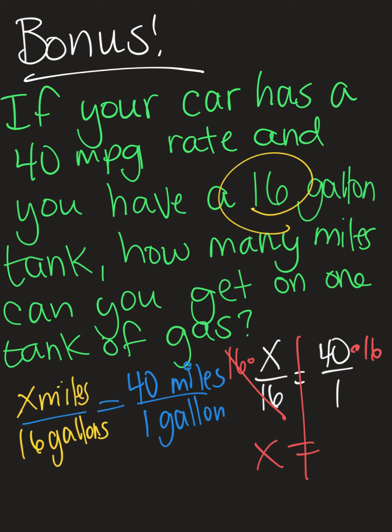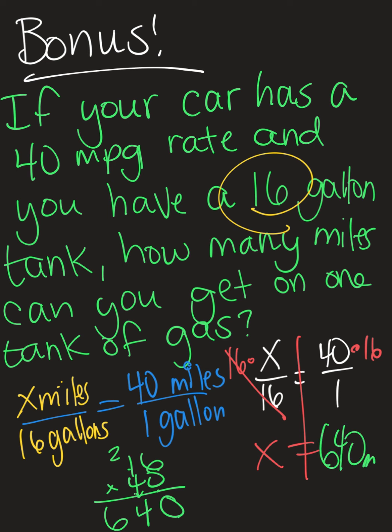Now 40 times 16, so I'm going to set this up. I'm going to put the 40 on the bottom purely because I want to multiply it across. I get my 0 because it's a placeholder for my ones place, and 4 times 6 is 24, so I'm going to carry that 2, and 4 times 1 is 4, plus 2, which is 6. So I get 640 miles that I can drive on 1 tank of gas because 1 tank is 16 gallons.